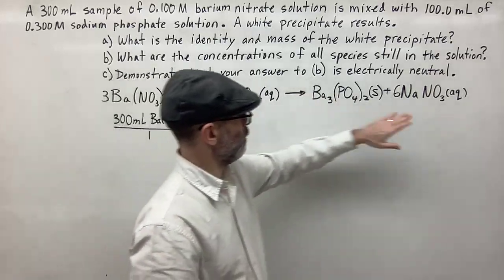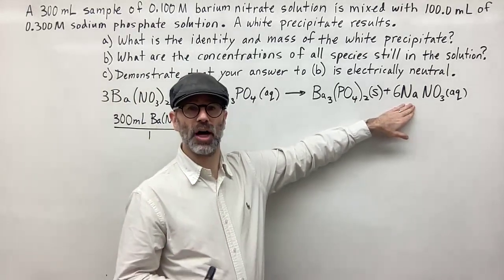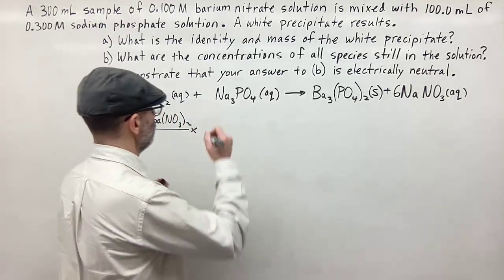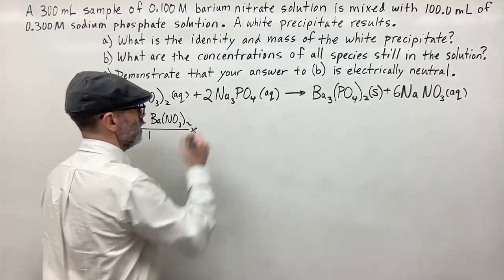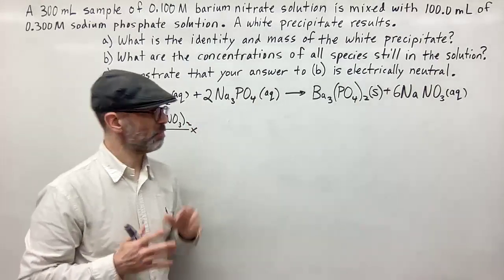Okay. Now I have the balanced nitrates, but look, my sodiums are now unbalanced. I have 6 over here. I only have 3 over here. So I'm going to have to put a 2 here to balance. So now 2 times 3 is 6. So now my sodiums are balanced.